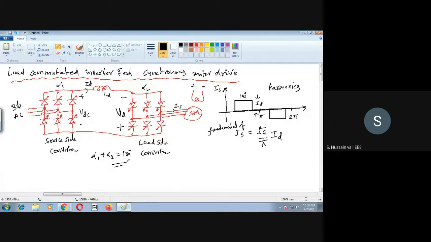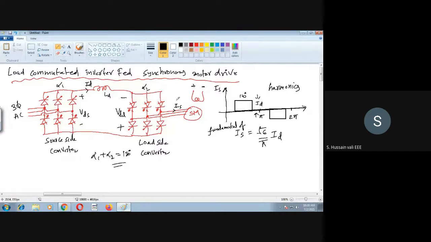This also you know. Okay, and you got this relationship. We may require this relationship somewhere while solving any numerical problem. So this is about the load commutator inverter fed synchronous motor drive.